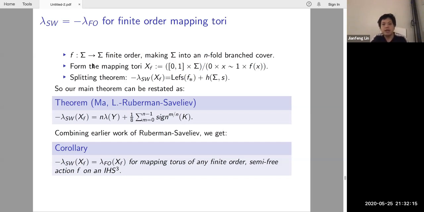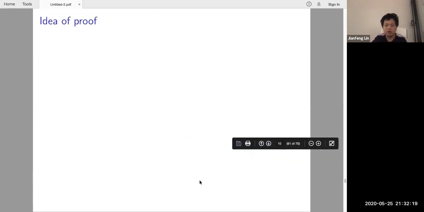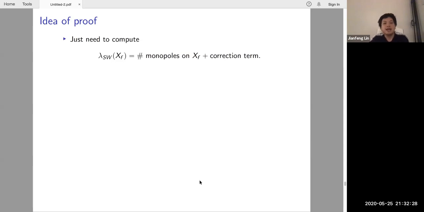Okay, so let me end the first part by talking a little bit about the idea of the proof. I don't want to make this talk too technical, so let me just briefly mention the idea. As I said, we just need to compute the Seiberg-Witten invariant of this mapping torus. And recall that this Seiberg-Witten invariant is defined as the sum of the monopole count on the mapping torus plus some index theoretic correction term.